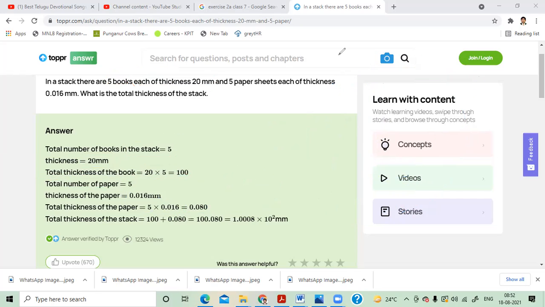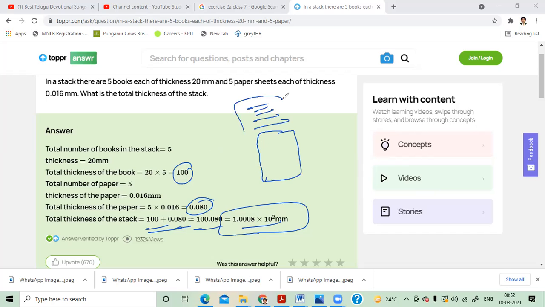After this, we want the total thickness of it. So total means you need to add the complete setup. You need to add 100 and this one, and you get the total. So we need to calculate this plus this, and you get the total thickness of the bundle. Already we have the pack of the books, 5 books, plus the thickness of 1, 2, 3, 4, 5 papers. The total thickness of paper is this one. Clear or any doubt?